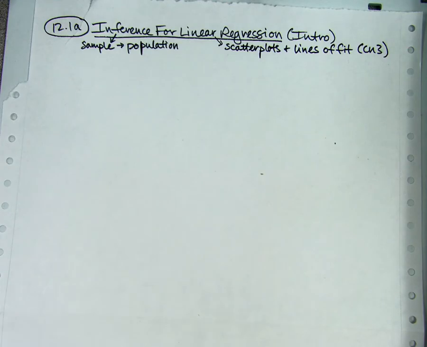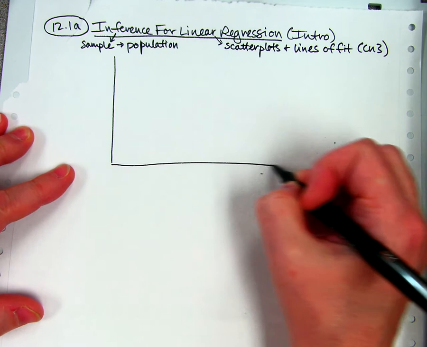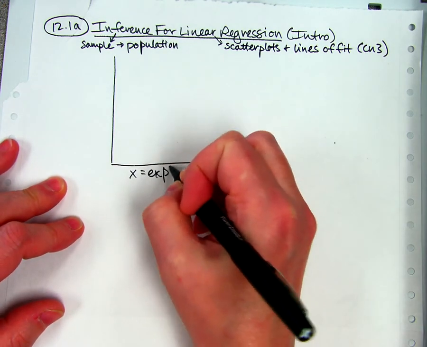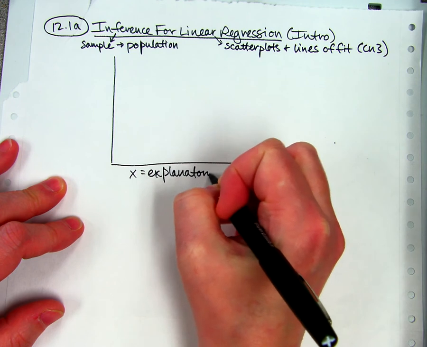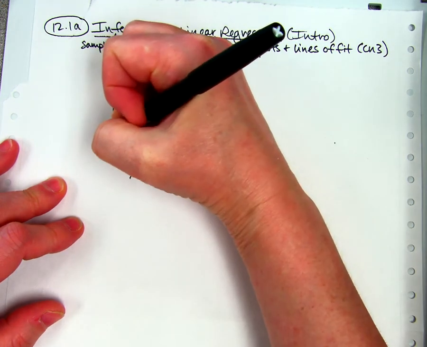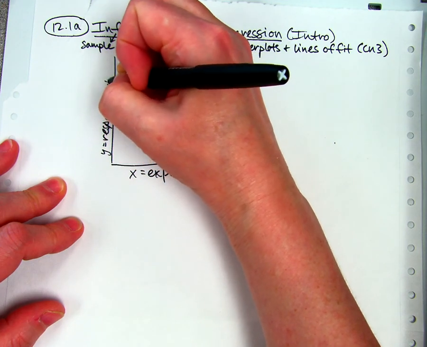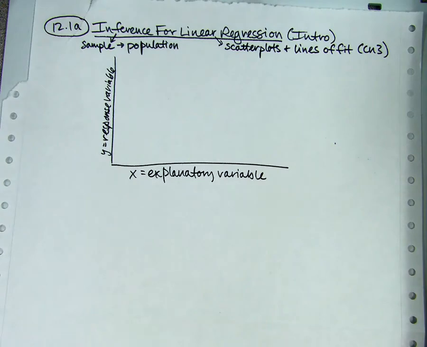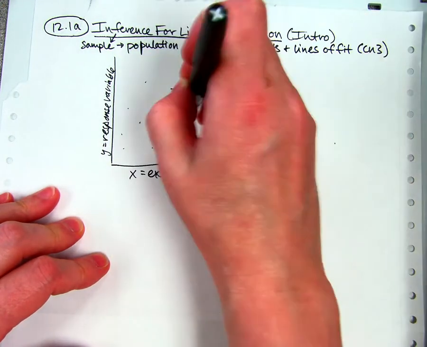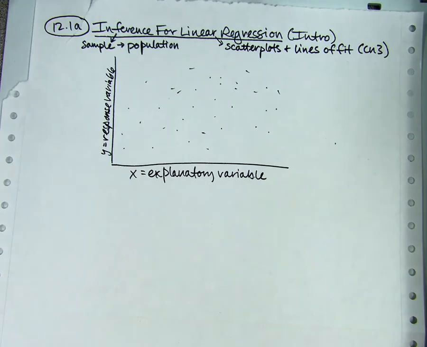So let's just think about that for a minute. We're going to draw a large scatter plot so that we can draw all over it. And we have our x variable down here, explanatory variable. We have our y over here, which is the response variable. And imagine a large population of dots. So I'm going to just draw a lot of dots all over the place. And it's a slight positive trend, but not super strong.